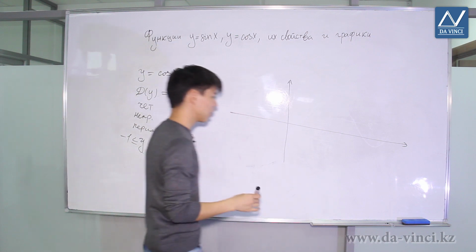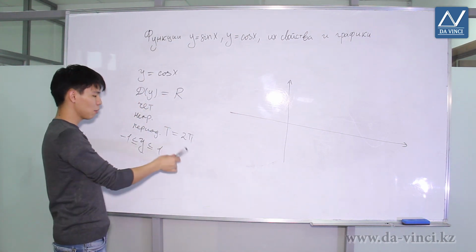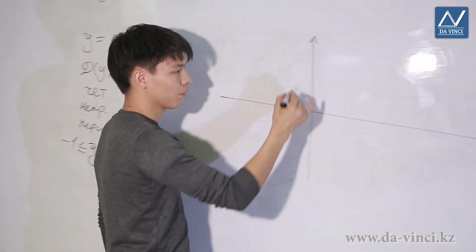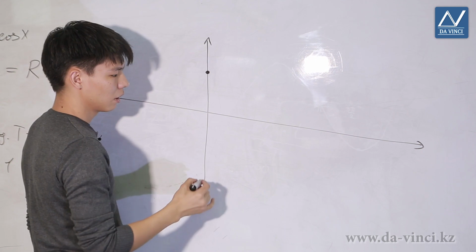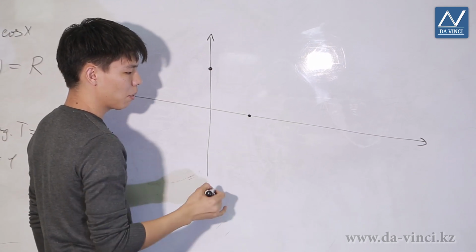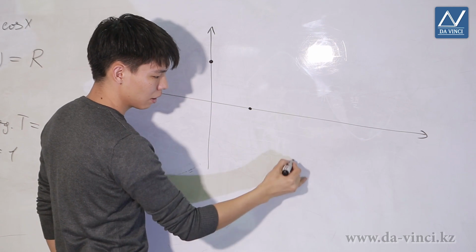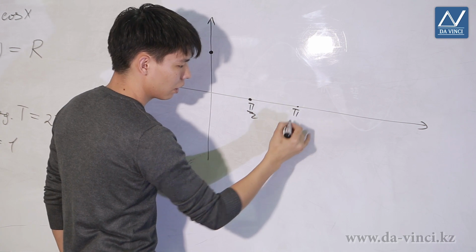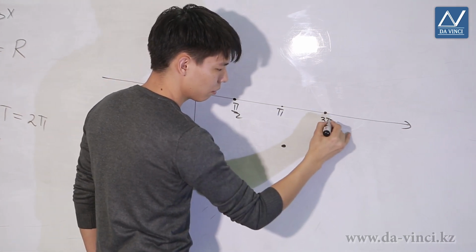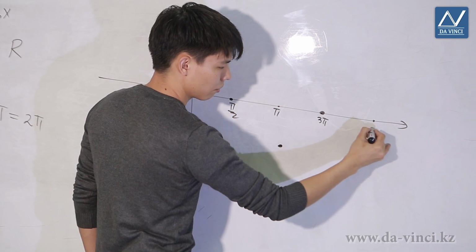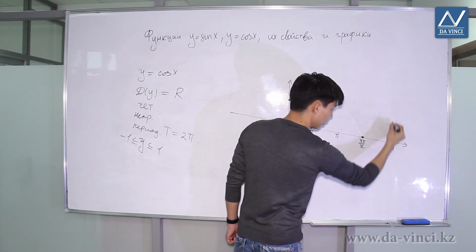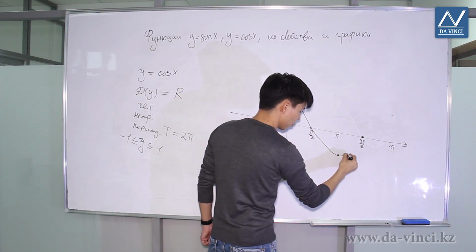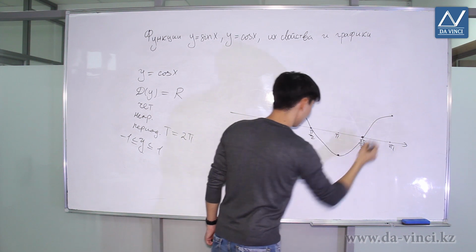As in the case of the sine, we'll plot a segment from 0 to 2 pi, and then we just continue in both directions with the period. We know that the cosine of 0 is 1. The cosine of pi over 2 is 0. The cosine of pi is minus 1. The cosine of 3 pi over 2 is 0, and the cosine of 2 pi is 1 again. Then we can connect it with a smooth line. We got this curve.